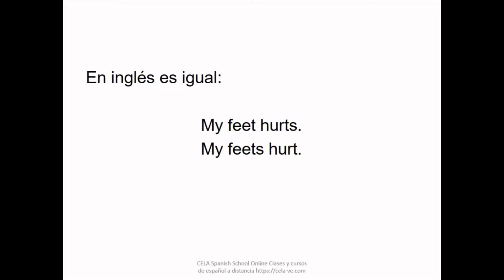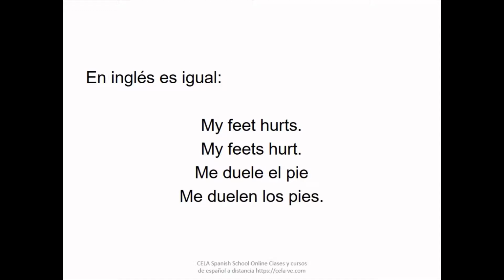The word that changes with the verb is the grammatical subject of a sentence. In Spanish, me duele el pie. El pie singular, duele singular. Me duelen los pies. Los pies plural, duelen plural. Me is indirect object.